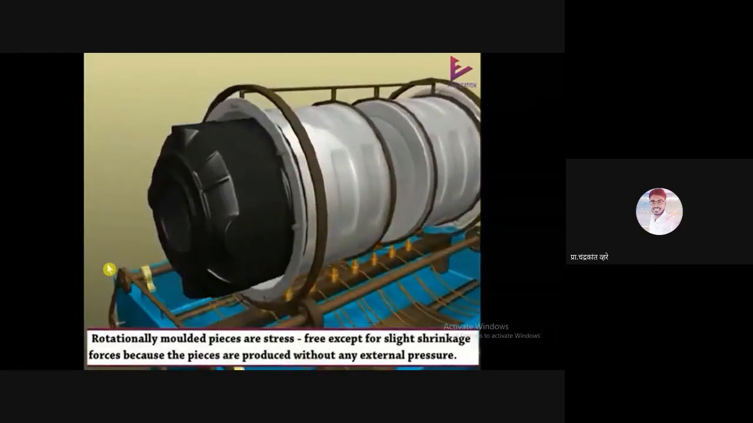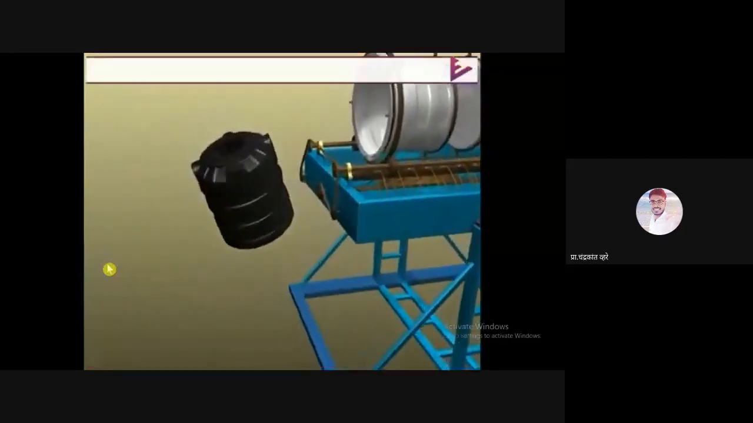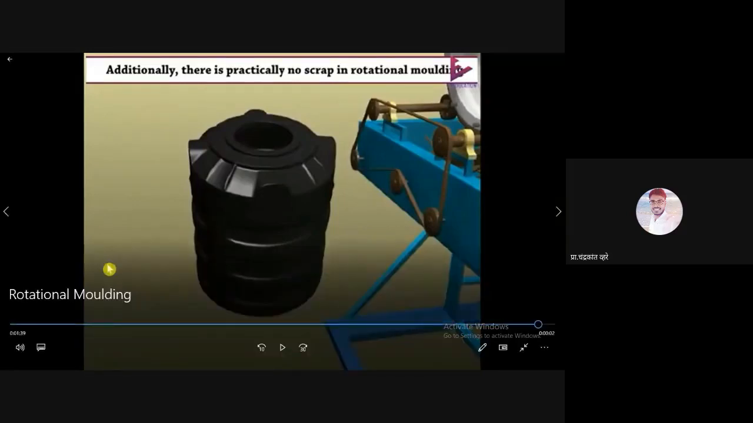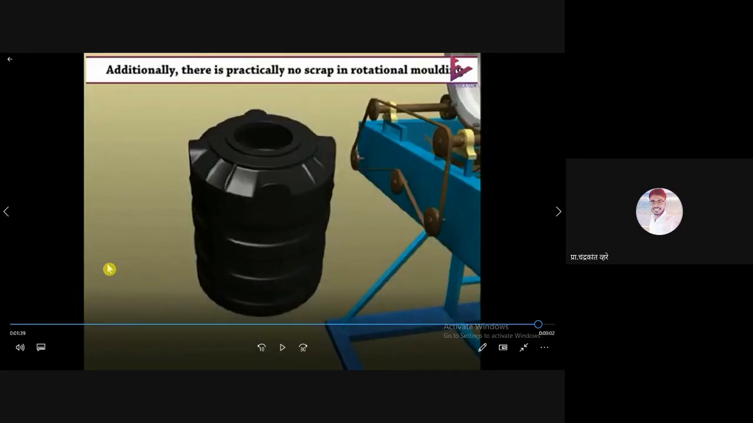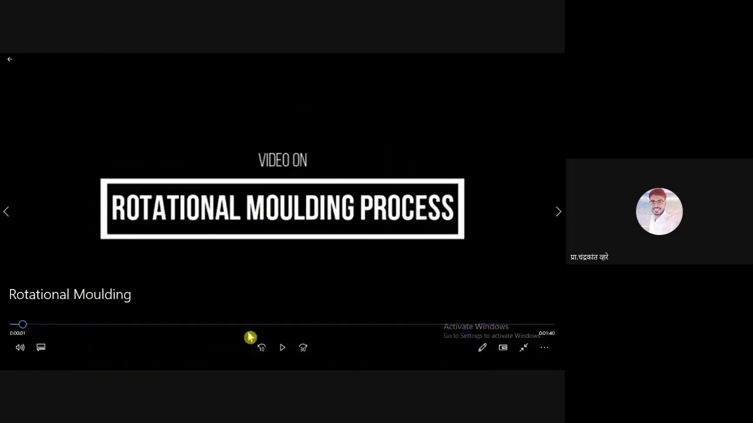See how the barrel is manufactured by using rotational molding. One of the important features of this molding process is that there is no scrap, because whatever powder we are inserting, we are just melting inside the mold, and just by rotating we are getting its shape. Once again, let's see the video.